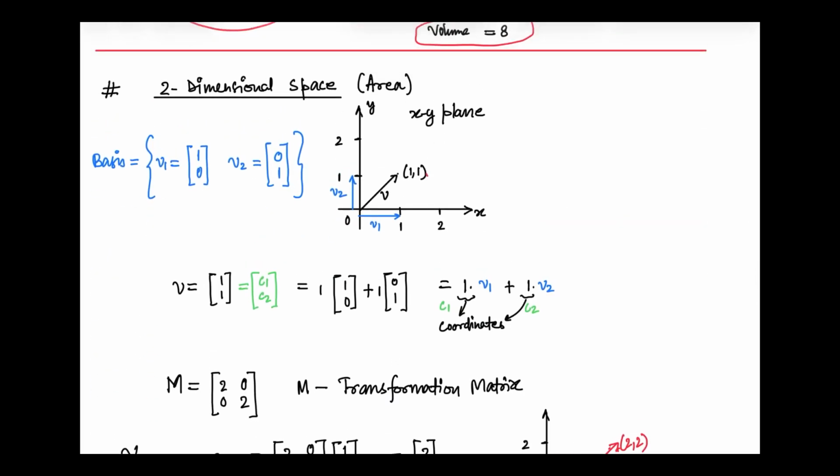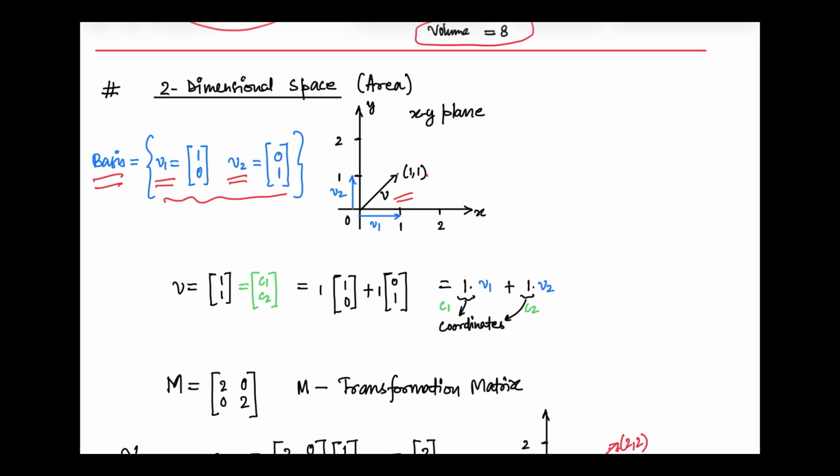Okay, so for example, we take a two-dimensional space, and in this particular 2D space, we take a vector v. And before going for the vector v, we define our basis as this. So we have taken a basis which contains two basis vectors, v1, (1, 0), and v2, which is (0, 1).